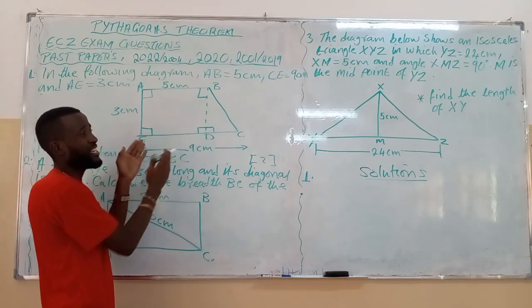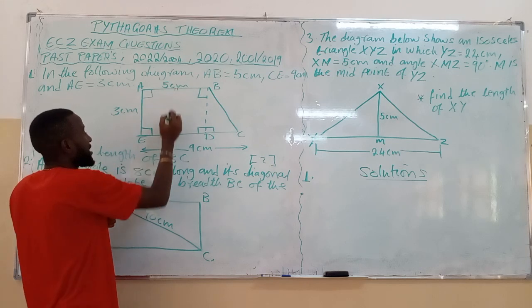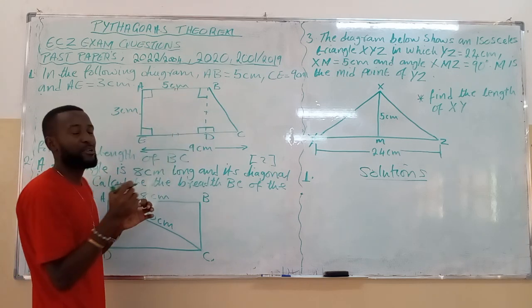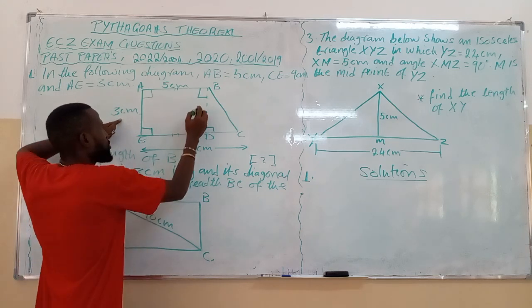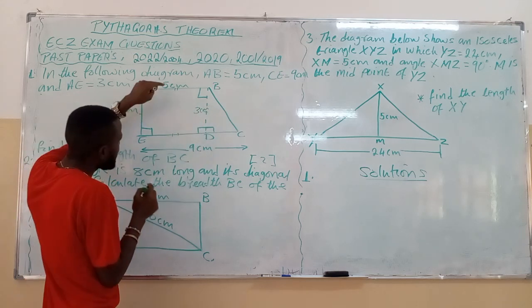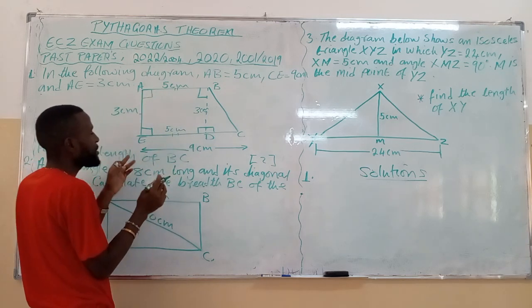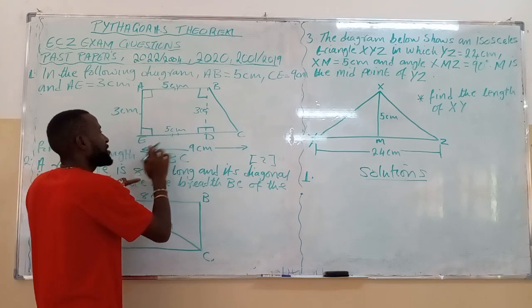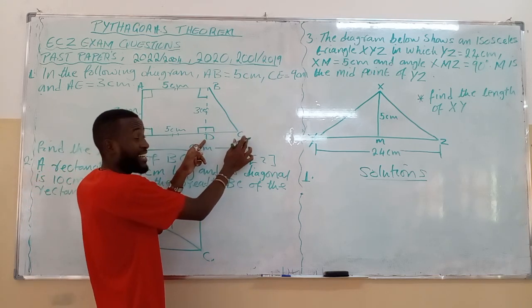A trapezium is connected to a rectangle. A rectangle has got 2 equal sides. This side is equal to this side, and this side is equal to this side. That's how a rectangle is. So if this is 3 centimeters, automatically this will be 3 centimeters. Now if this is 5 centimeters, then this is also 5 centimeters. But they told me that EC is 9 centimeters, so I need to know what DC is.